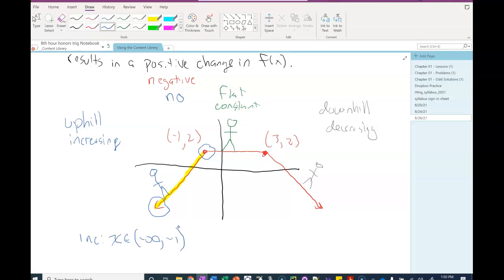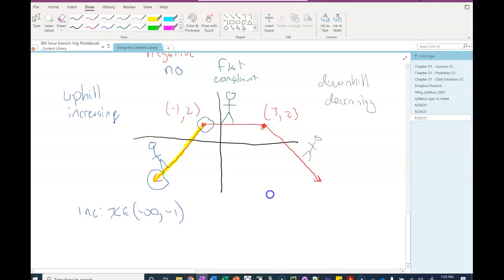Okay? And that's nice, right? We love it when the math has a rule that's like, it's always do this. The next one is constant. So our constant interval starts at this point, -1, 2, but all I care about is its x-coordinate. So it starts at -1, and it goes to this point, 3, 2, but all I care about is the x-coordinate. So we end at 3.